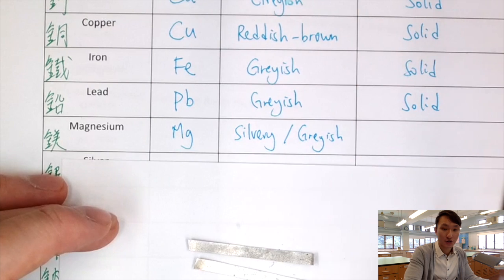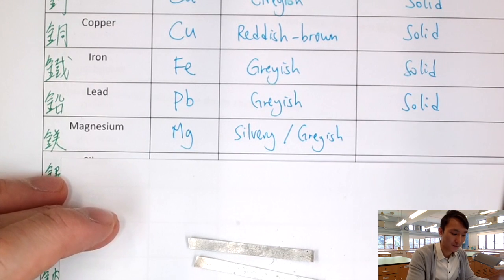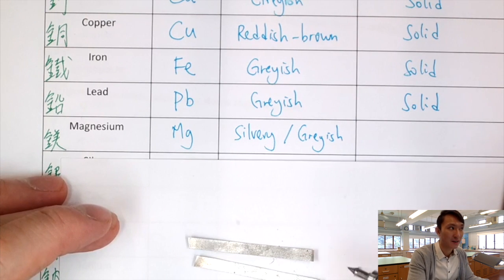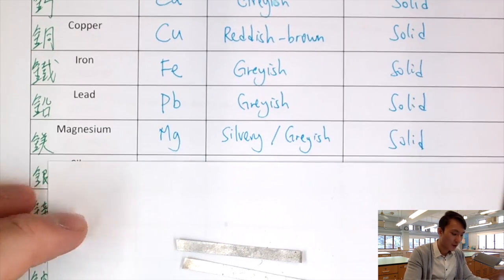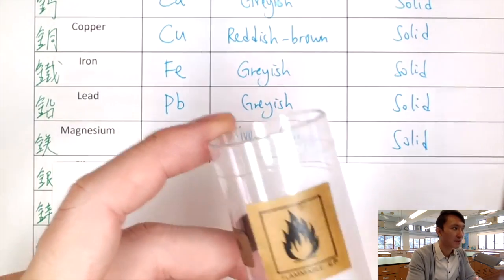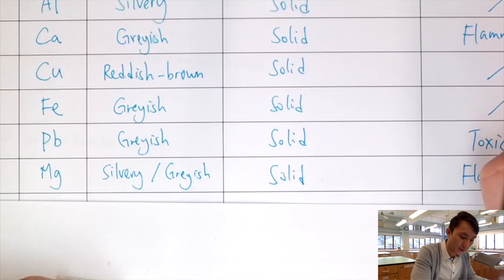And I think it is lying between silvery and grayish. Actually, it depends on whether you clean it. If you clean it with a sandpaper, it appears very silvery. But if you didn't clean it, then it appears grayish, okay? So it is solid. What about hazard nature? Obviously, it is flammable. Okay, let's put it down, flammable.